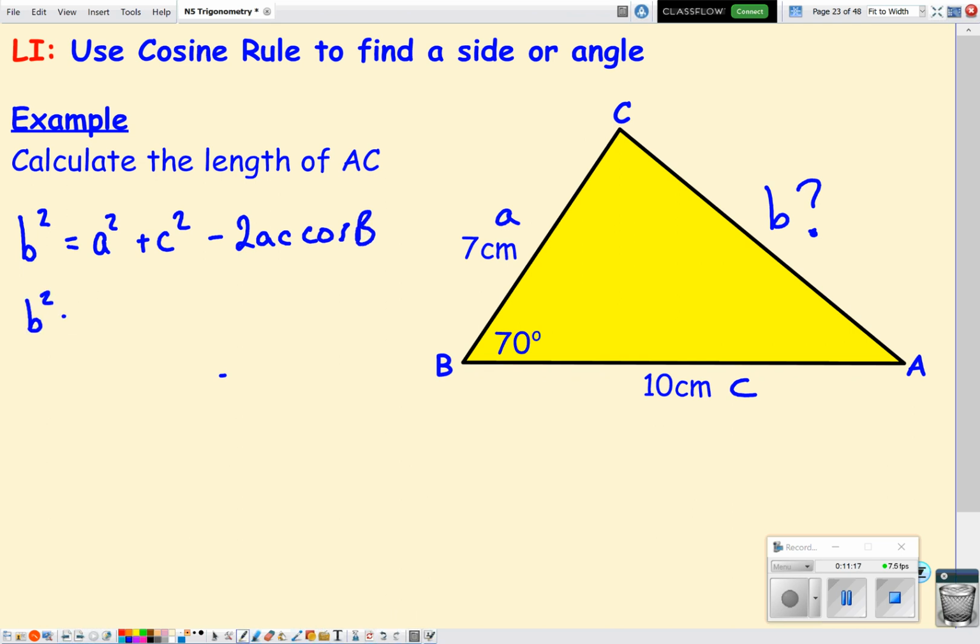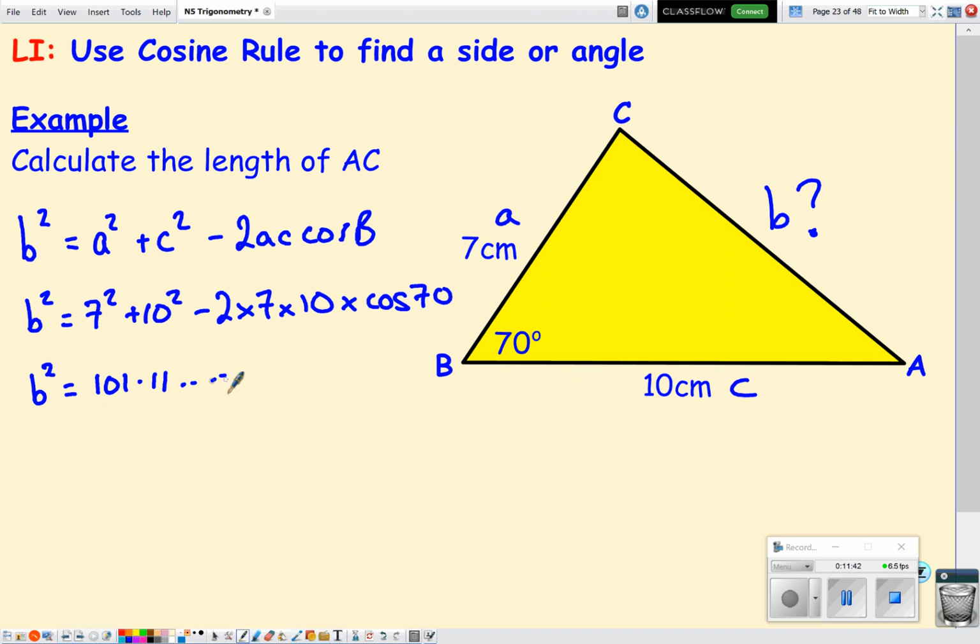Fill in the numbers. So 7 squared plus 10 squared, take away 2 times 7 times 10 times cos 70. Again, be careful with the calculator. Be careful how you put it in. If you're having issues, get in touch. But that should come to 101.11 dot dot dot.